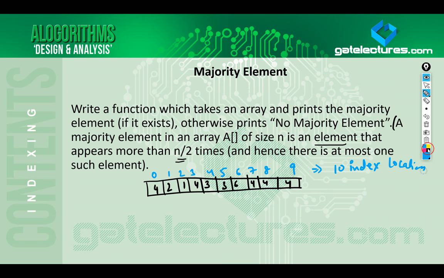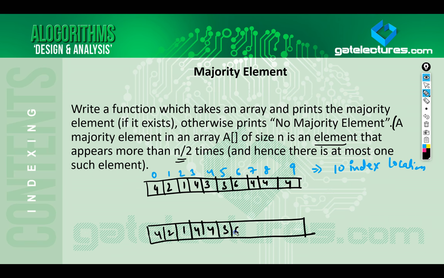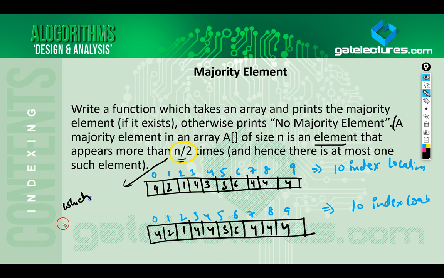Now let us take one more array for example purposes. The second array is 4, 2, 1, 4, 4, 3, 6, 4, 4, 4. Again, what are the total number of index locations here? They are 0 to 9, so again a total of 10 index locations. Now, what is this majority element? The definition says, a majority element is the element which appears more than n by 2 times. So here in the first case, does there exist a majority element?